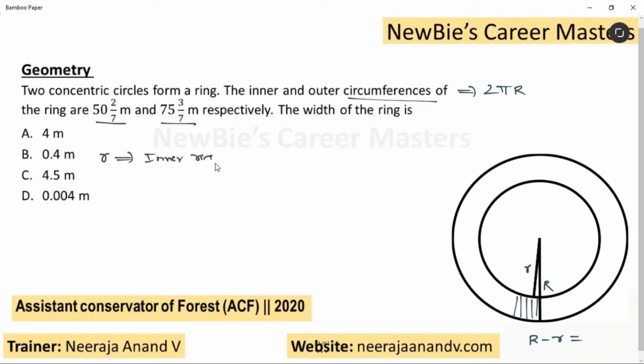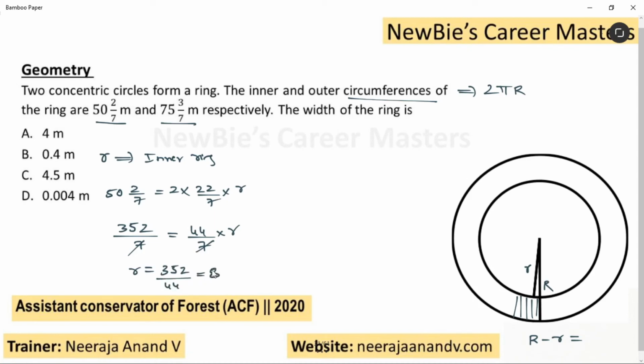Inner ring. Circumference is given as 52 3/7, which is equal to 2 into pi value, you can take as 22 by 7, and this radius r. Now just convert this to improper fraction. This is 352 divided by 7. Multiply these two and add this one. Simple. Then this is 44 by 7 into r. This gets cancelled. r is equal to 352 divided by 44. Answer is 8. Next, calculate the value of big R.